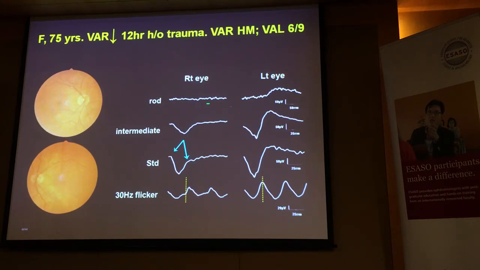But rod ERG was undetectable, bright flash ERG is electronegative, flicker ERG is delayed, so of course this is a central partial occlusion.